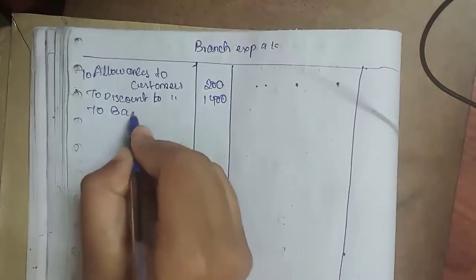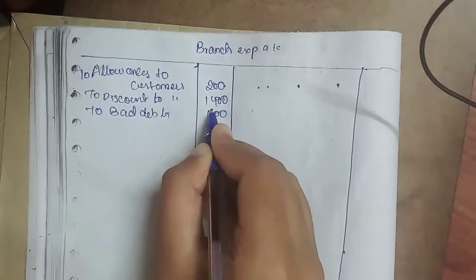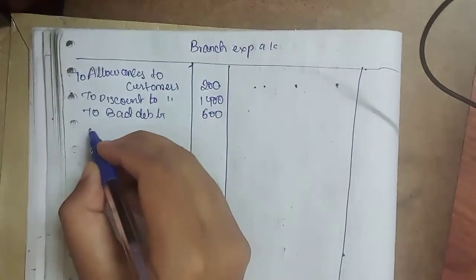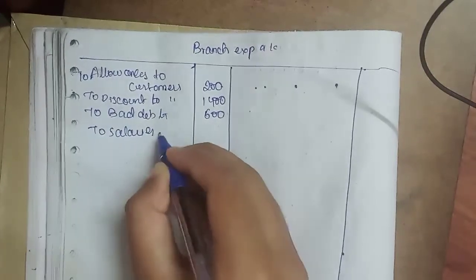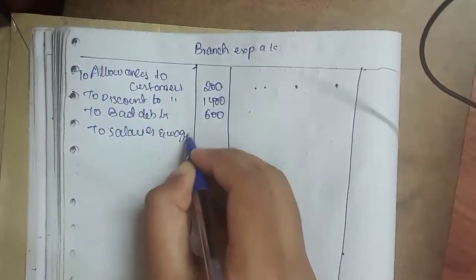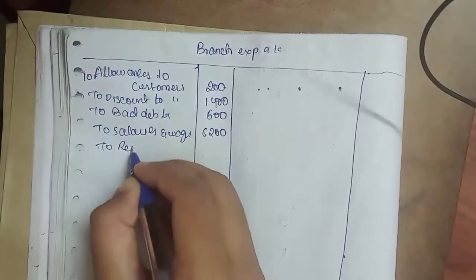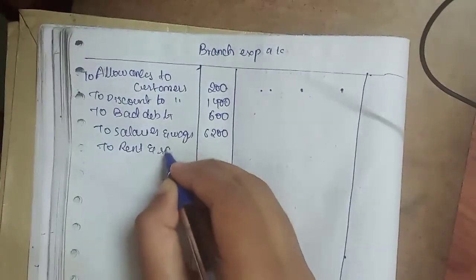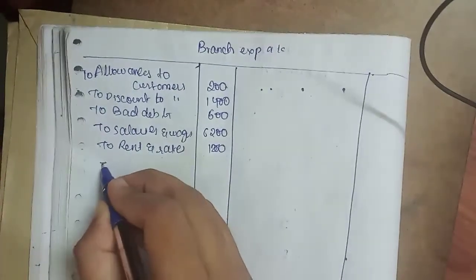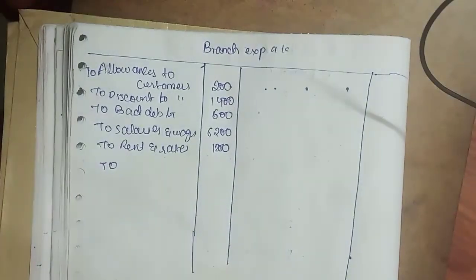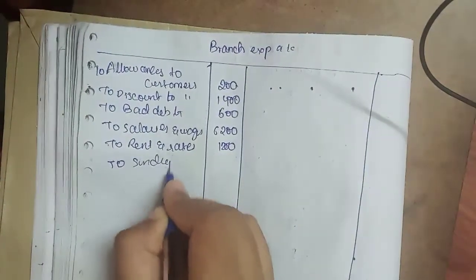To bad debts, 600. Write all the expenses which they have given. Okay, next, salaries and wages, 6,200. To rent and rates, 1,200. To sundry expenses, 800.